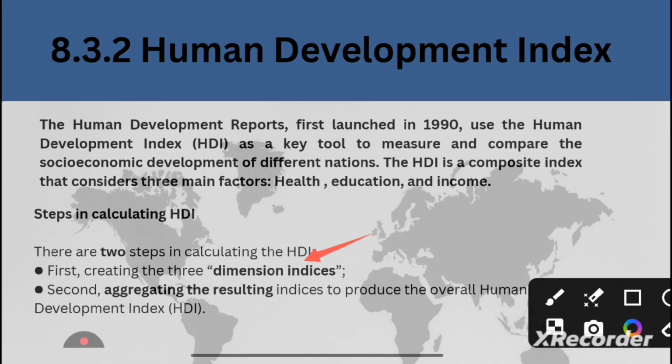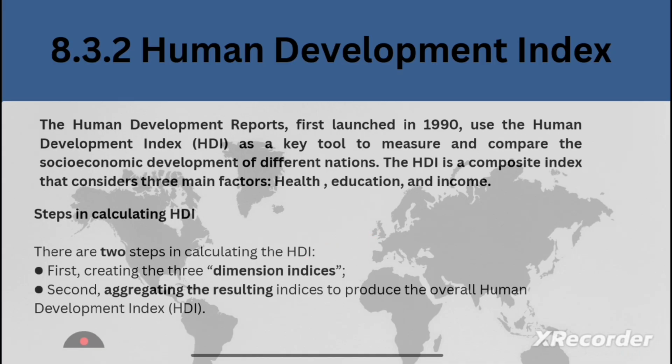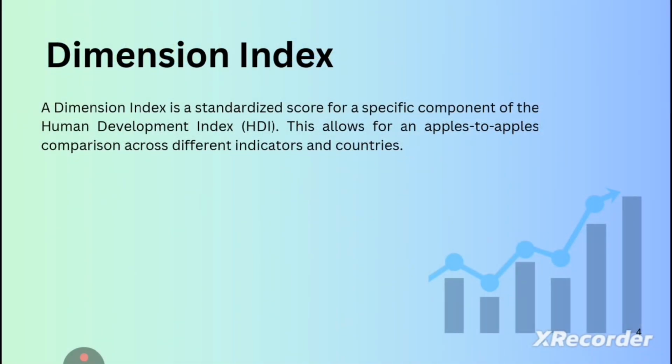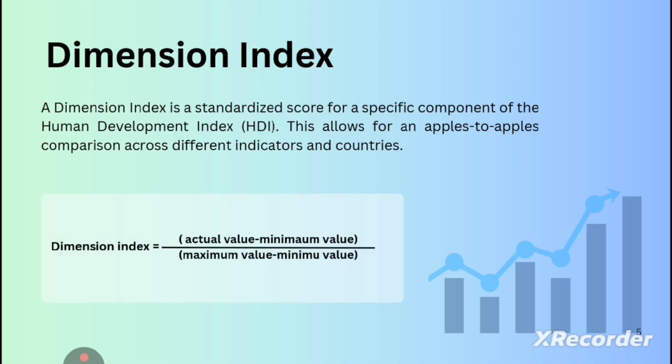So what is a dimension index? A dimension index is a standardized score for a specific component of Human Development Index. This allows an apples-to-apples comparison across different indicators and countries. Here we can see the equation for dimension index, which takes the difference between the actual value and minimum value, divided by the difference of the maximum value and minimum value.